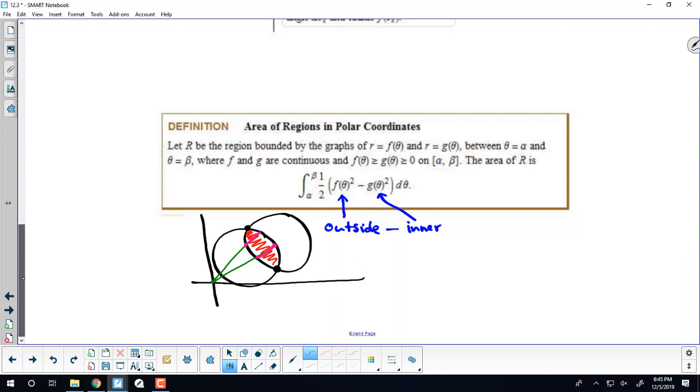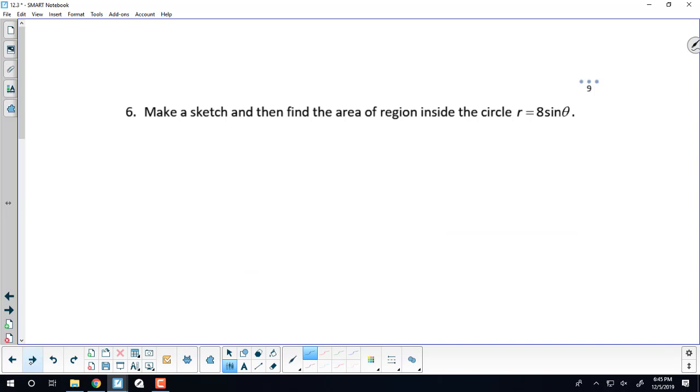So let's look at a couple of examples then. We're going to make a sketch and find the area of the region inside the circle r equals 8 sine theta. As far as that circle is concerned, what are the details for that circle? Meaning, what is the center and what is the radius of that circle? 0, 4. Do y'all agree with that? Center's at 0, 4. Radius of 4.